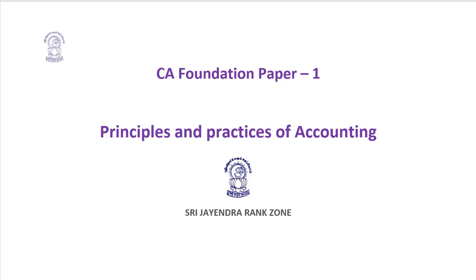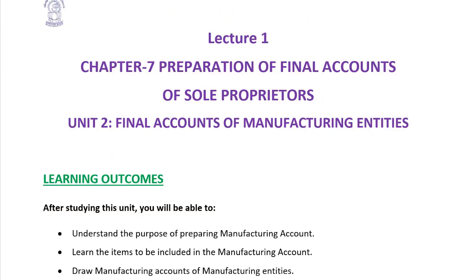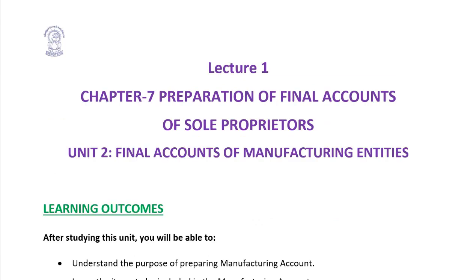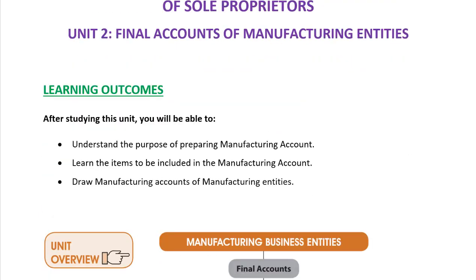In this lecture, we'll begin with Accounting Chapter 7, Unit 2, that is Final Accounts of Manufacturing Entities. This is lecture number 1. Let us begin. Chapter 7, Preparation of Final Accounts of Sole Proprietor. Unit 2, Final Accounts of Manufacturing Entities.